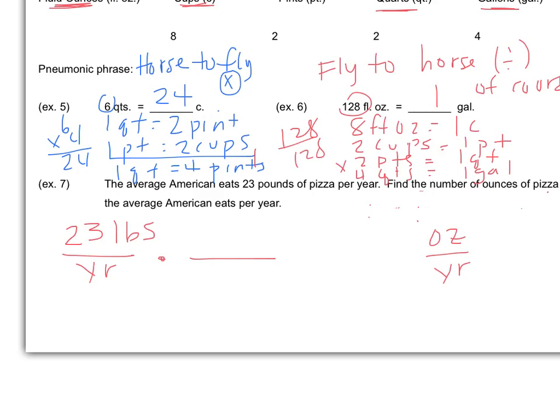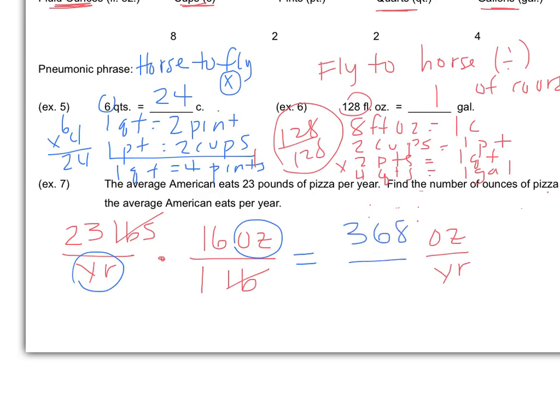So since you want pounds to cancel out, you're going to put 1 pound down here. Your pounds will cancel out, just like any problem. If you look up here, 128 over 128, you can reduce those, and they cancel each other out. And then you're going to have 16 ounces over here because the conversion is 16 ounces in 1 pound. Okay, so now we have ounces in our numerator and years in our denominator, just like we want. So you need to multiply across. 23 times 16 gives you 368 ounces in 1 year. So that's your answer, 368 ounces in 1 year.